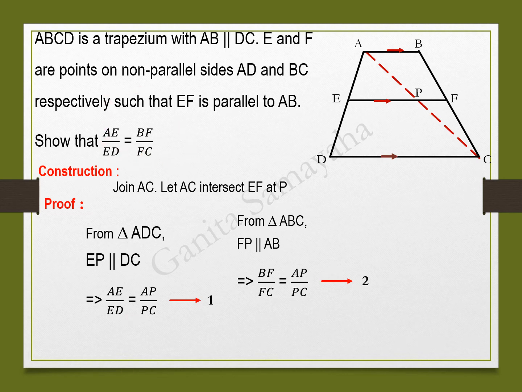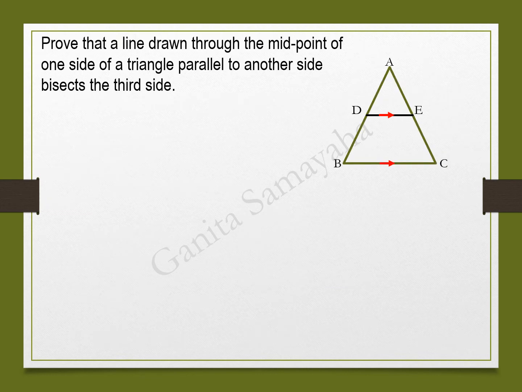So easy, isn't it, children? Yes. So comparing 1 and 2, we have AE by ED equal to BF by FC. Clear? Good. Now let us proceed further.